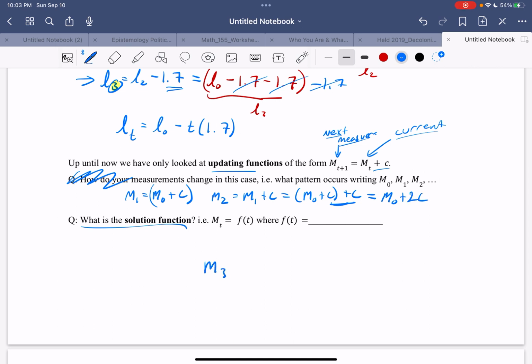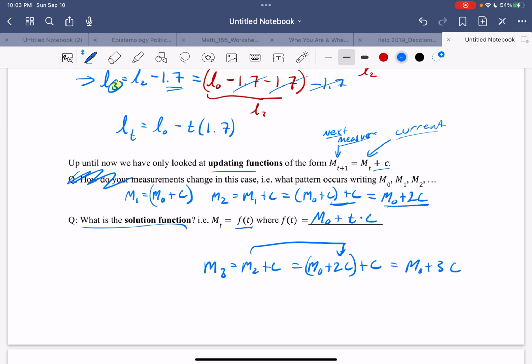And M3 is M2 plus some number. Well, M2, hey, here it is. It's M0 plus two C's plus that C, right? Because this is just M2. Wait a second. That's M0 plus three C's. So, in fact, the solution function f of t is M0, that's some number, plus t many C's.